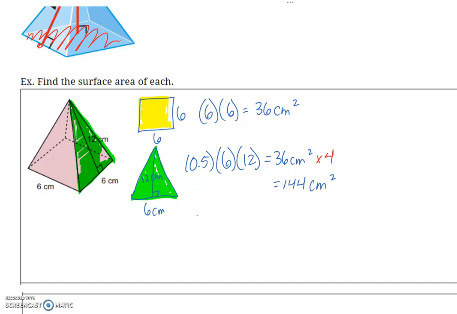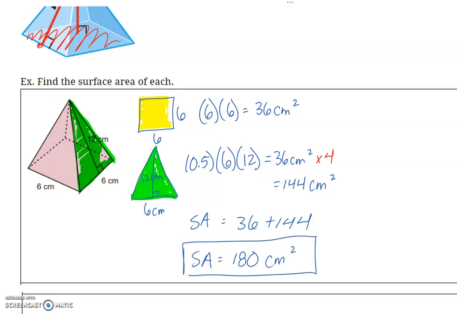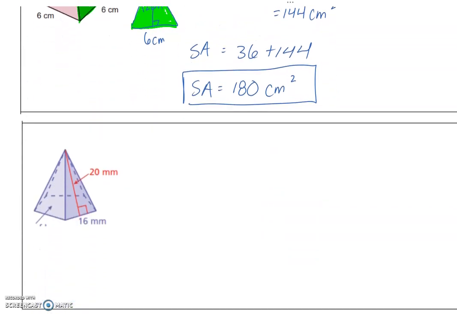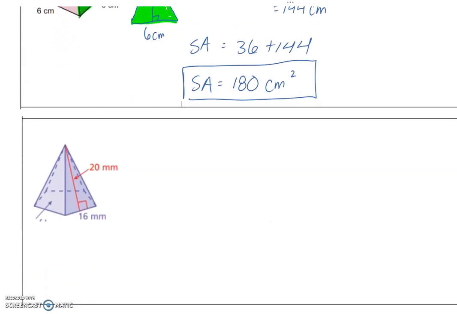Once you get the lateral area, which is all those triangles, you need to add that to the base area. So my final surface area is going to be 36 plus 144. When you add those up, you're going to get 180. Make sure you include units for surface area. It's going to be centimeters squared. Moving on to our next one here. Why don't you go ahead and pause the video, try this one out by yourself, and then come on back when you're ready.